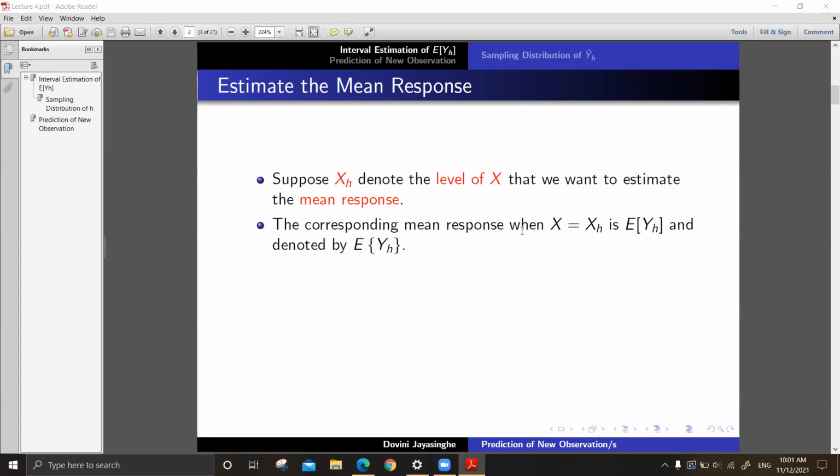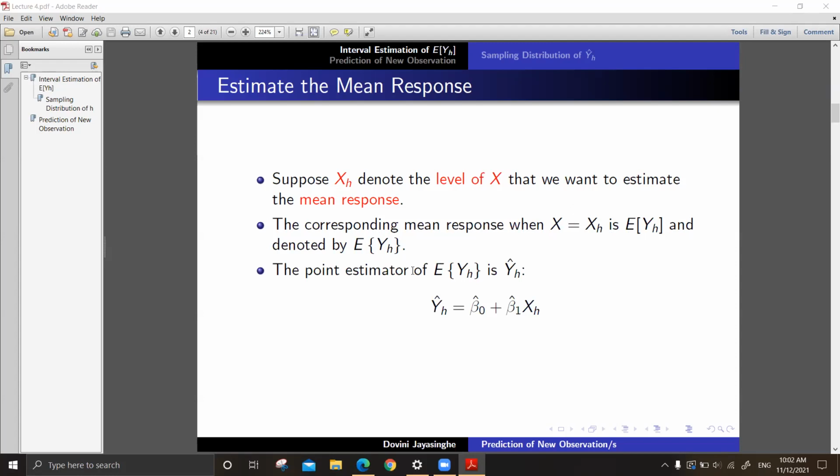The corresponding mean response when X is equal to Xh is expected value of Yh and denoted by this. This is the notation that I'm going to use throughout the lecture. Basically, expected value means the mean, average. When X is equal to, or Xi is equal to this, the level of X, we are going to estimate the expected value of the response, or the mean value of the response.